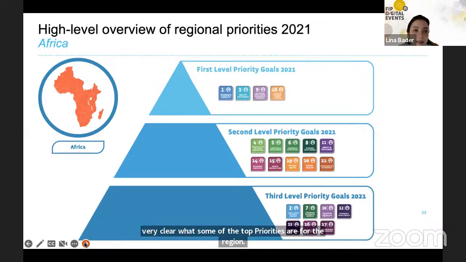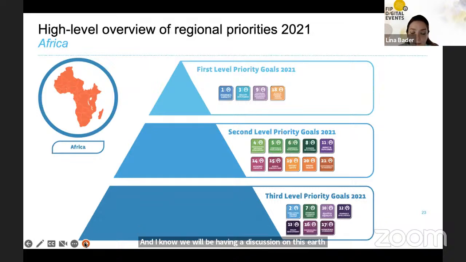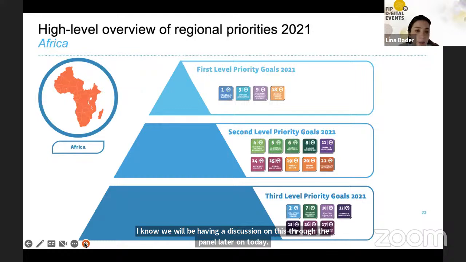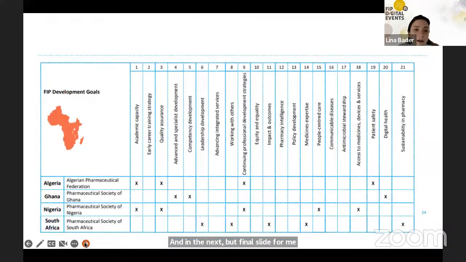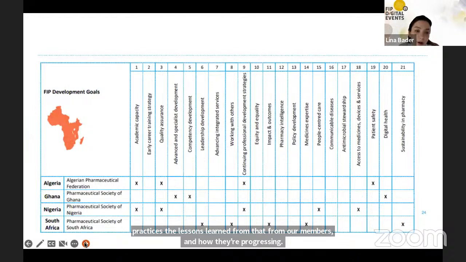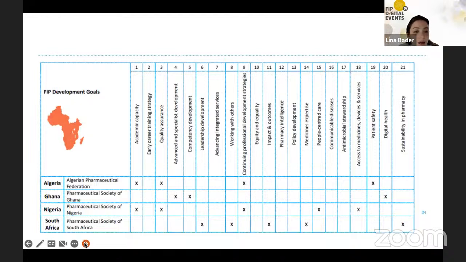And I know we will be having a discussion on this through the panel later on today. And the next but final slide for me is a very high-level overview. I won't go into too much detail, and I'd like to invite you to read through the report, because in the report, we also describe all of the case studies, the best practices, the lessons learned from our members on how they're progressing some of the goals and their priorities. But this is just to illustrate that we've had the 4 member organizations spanning Algeria, Ghana, Nigeria, and South Africa. And you'll see which priorities have been identified.